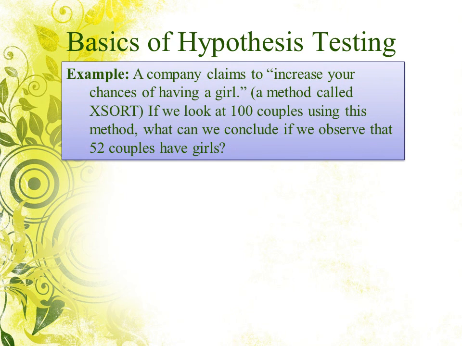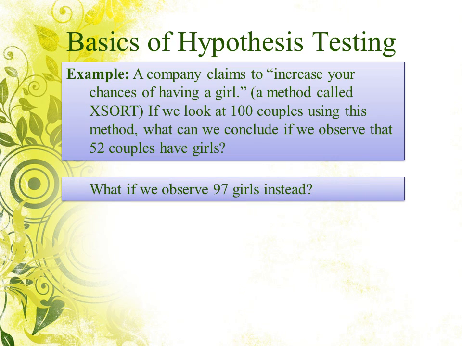So for example, a company claims to increase your chances of having a girl, a method they call XSort. If we look at 100 couples in a sample using this method, what can we conclude if we observe that 52 couples have girls? Well, just intuitively, and we'll come up with more exact methods for testing this, if we had 52 out of 100 couples have girls after using this XSort method, we would not jump to the conclusion that this XSort method actually works. Because if we didn't use this XSort method, we would expect about 52 couples to have girls out of 100.